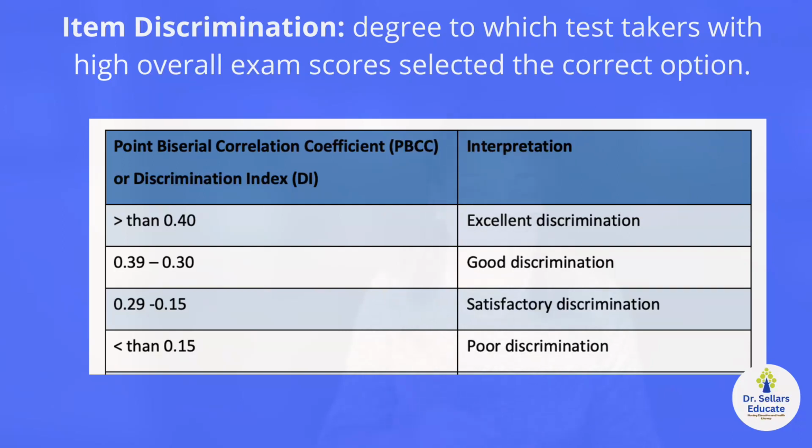So I'm not able to discriminate or see a difference between how my high performance students perform on this specific question and how my low scoring students perform on this question. We want to see discrimination between the two. All right, and then what you also want to consider is, what am I going to do with the information?